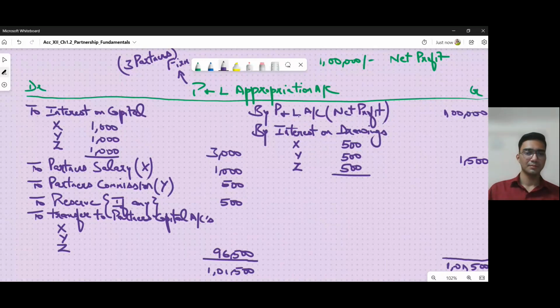32,166. So 32,166, 32,166. Let's make this 32,167. This is our total, and this will be a balancing figure.